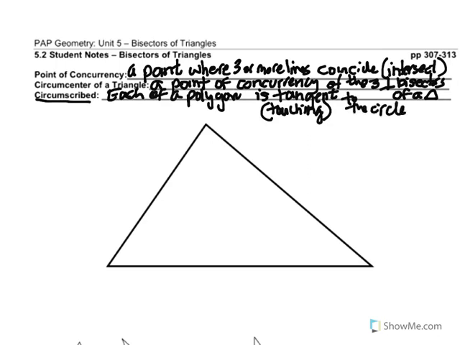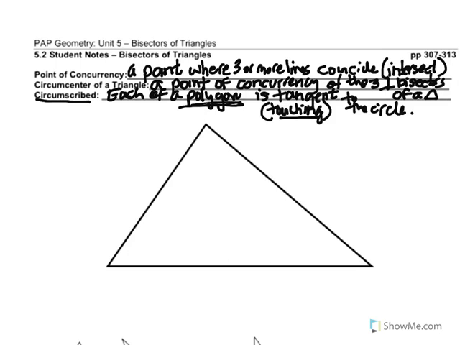So let's just read this through one more time. Point of concurrency, a point where three or more lines coincide, or in other words, they intersect. The circumcenter of a triangle is the point of concurrency of the three perpendicular bisectors of a triangle. And when a triangle is circumscribed, that means each one of its sides, it goes for any polygon, each one of the sides is tangent to the circle. In other words, it's touching it in just one spot. Okay, so there's a little bit of vocabulary.